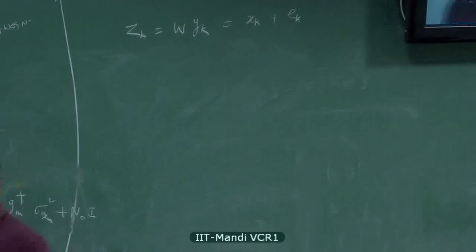Is xk also a vector? What is it? Xk is a scalar, and xmk is also a scalar. That's why things are simpler. If it's a vector, then it will get a little complicated.